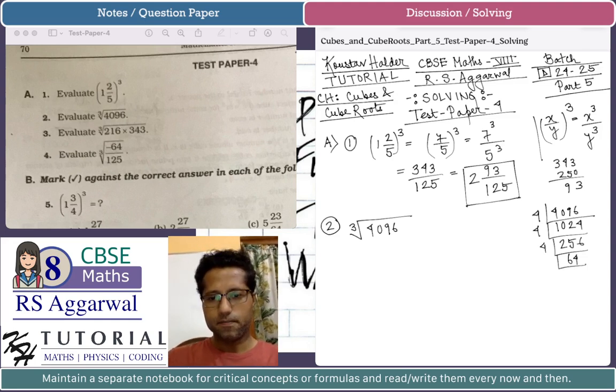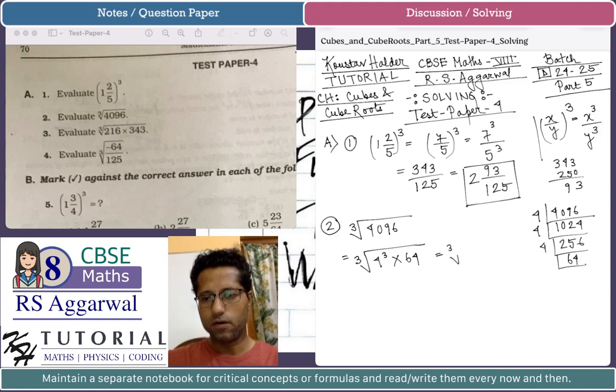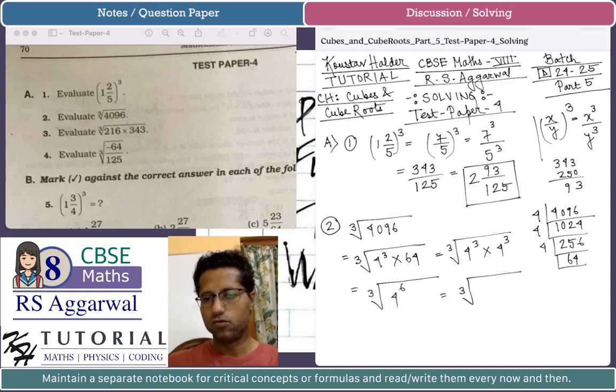So I can see that 4096 can be expressed as 3 fours, 4 cube multiplied by 64. This is equal to cube root of 4 cube, and 64 we also know is 4 cube. So this becomes cube root of 4 cube multiplied by 4 cube, and the powers get added, so it is 4 to the power 6.